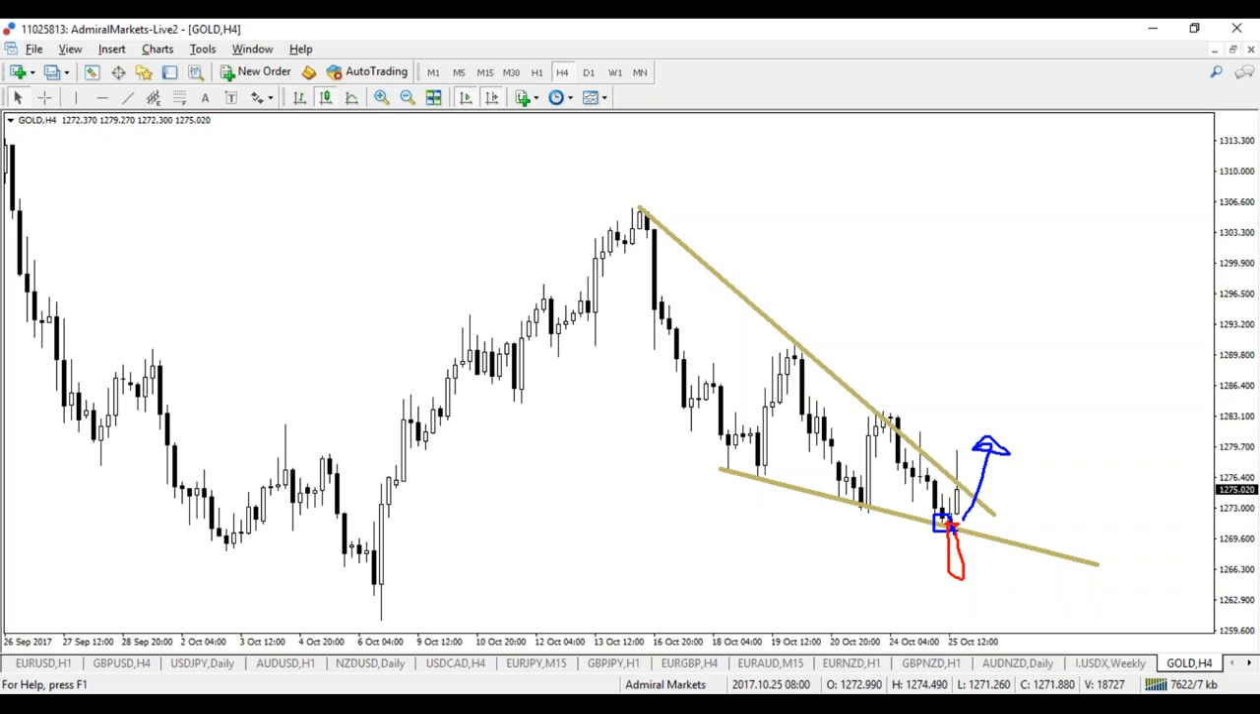And traders that are more aggressive might have been even thinking about upside, right? But I don't like to focus on those things too much because this is a very difficult pattern to trade, a reversal.